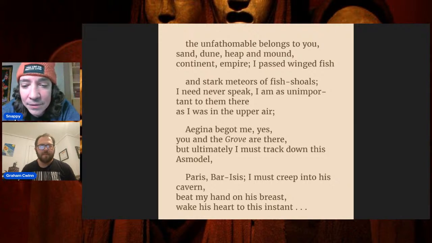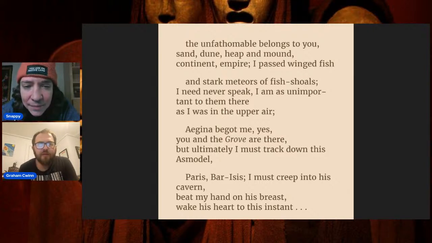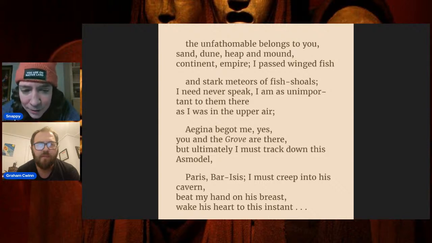The unfathomable belongs to you, sand dune, heap and mound, continent, empire. I passed winged fish and stark meteors of fish shoals. I need never speak. I am as unimportant to them there as I was in the upper air. Aegina begot me. Yes, you and the grove are there, but ultimately I must track down this Asmodel. Paris, Bar Isis. I must creep into his cavern, beat my hand on his breast, wake his heart to this instant.